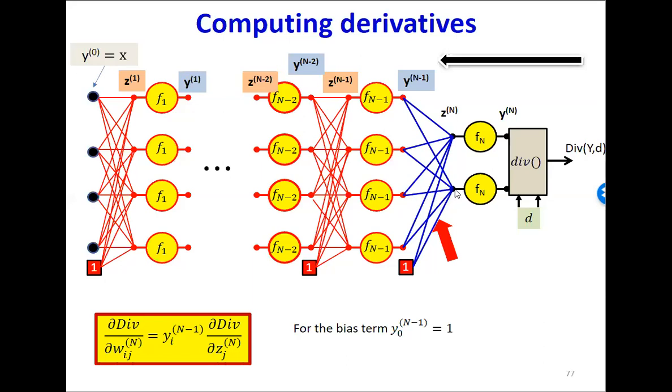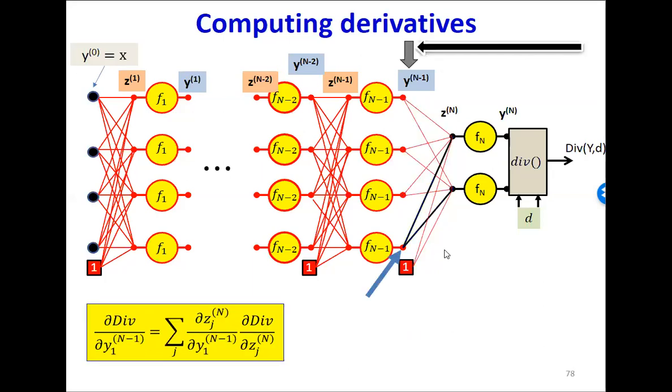So if I take this guy, the derivative of the divergence with respect to this weight is going to be this term times the derivative of the divergence with respect to this guy. That's basically what this is showing. You can use it to compute the derivatives for all of these weights. And now I can take a step back. I can compute now the derivative of the divergence with respect to the outputs of all of these neurons. And the derivatives for the outputs of these neurons, again, this is a little more complex. Now consider this first neuron over here.